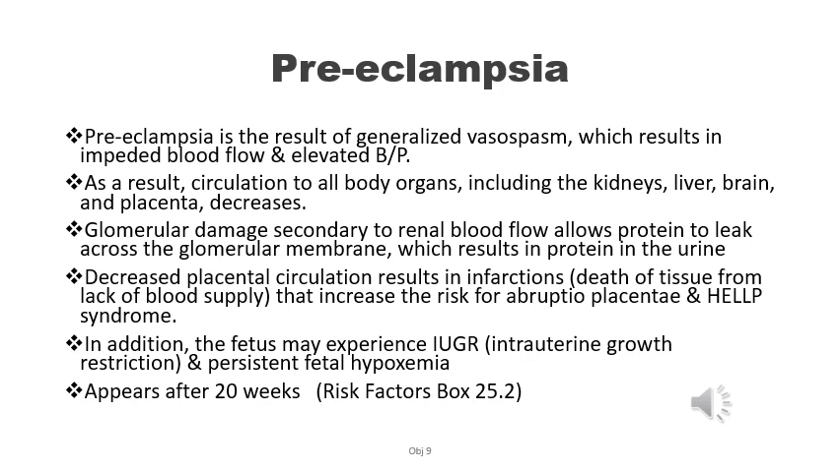Decreased placental circulation results in infarctions, which are death of tissue from lack of blood supply, that increase the risk for abruptio placenta and HELLP syndrome. In addition, the fetus may experience IUGR, intrauterine growth restriction, and persistent fetal hypoxemia. This one appears after 20 weeks. You can look at box 25.2 and see some of the risk factors.